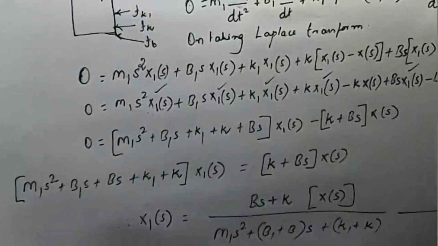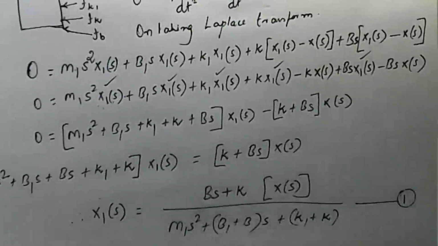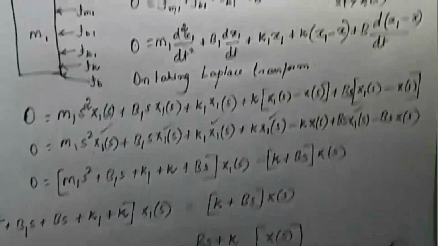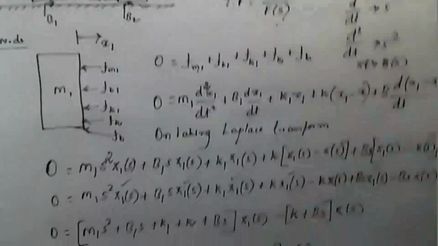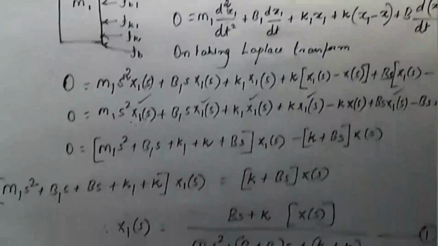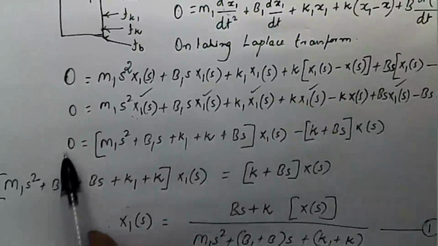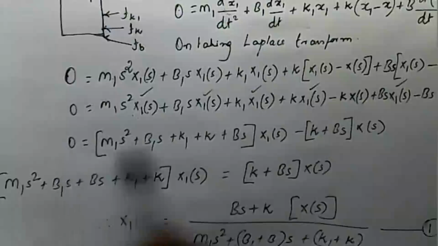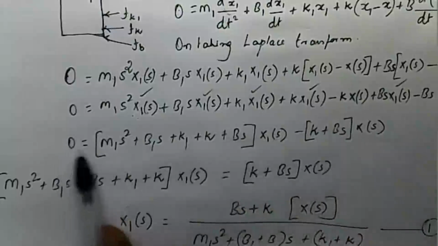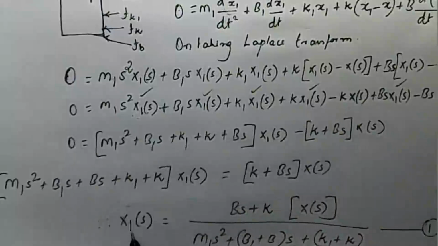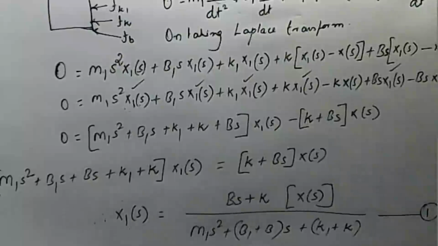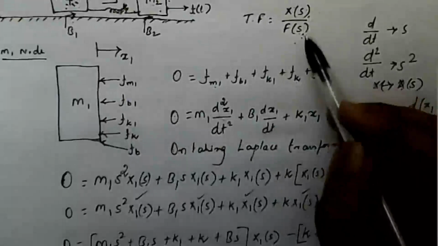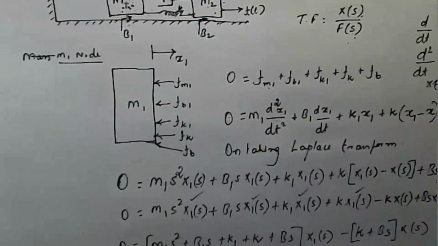Now, this is equation number 1. This is simple. We need the x of s term. The x1 of s term is the unwanted term. That term is calculated from the equation that has 0 on this side. From this equation, calculate the unwanted term x1 of s. Then simply substitute the x1 of s term in this other equation. Easily find x of s divided by f of s, the transfer function.